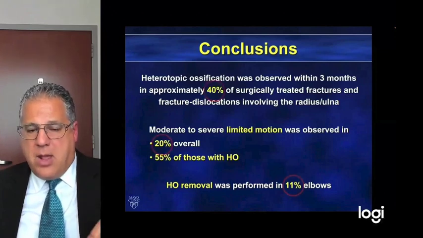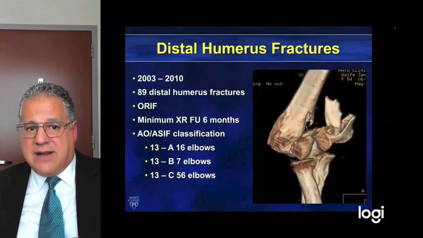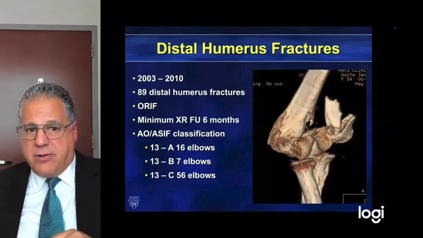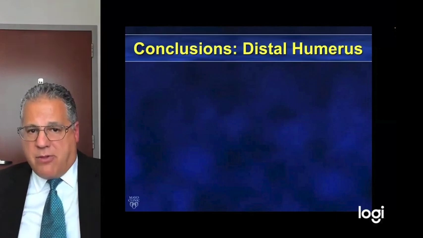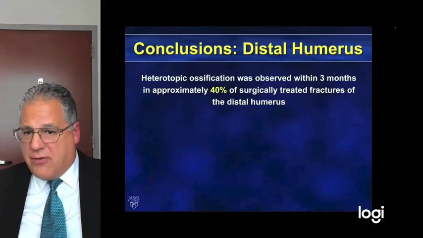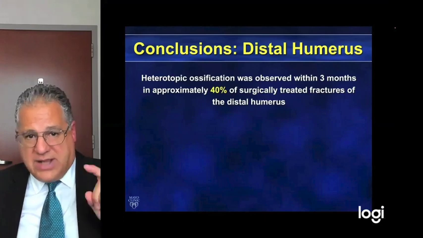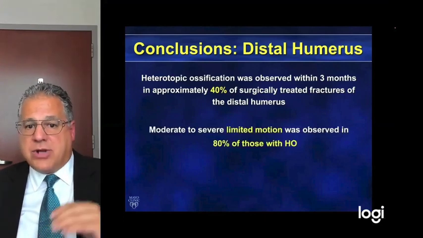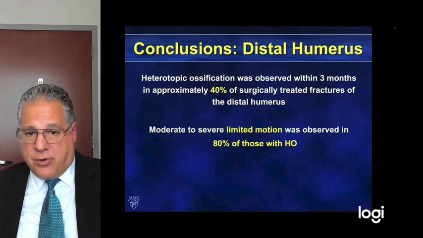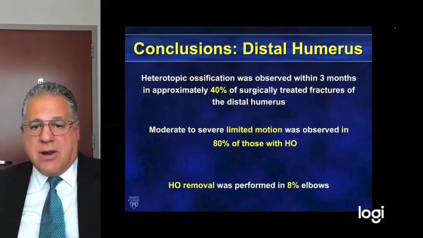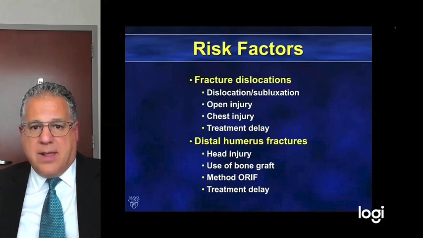We did a similar study in 89 distal humerus fractures that were treated surgically in a 5-year period, and we went through the same methodology and found exactly the same numbers. About 40% of the elbows had HO on X-rays. Interestingly, in the distal humerus, motion loss was more common for those elbows that had HO, and again about 10% were taken to the operating room for HO removal. These are the risk factors for the 2 categories.